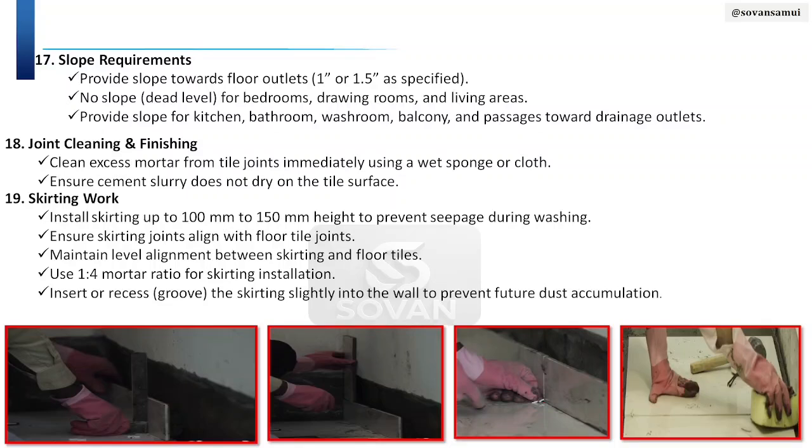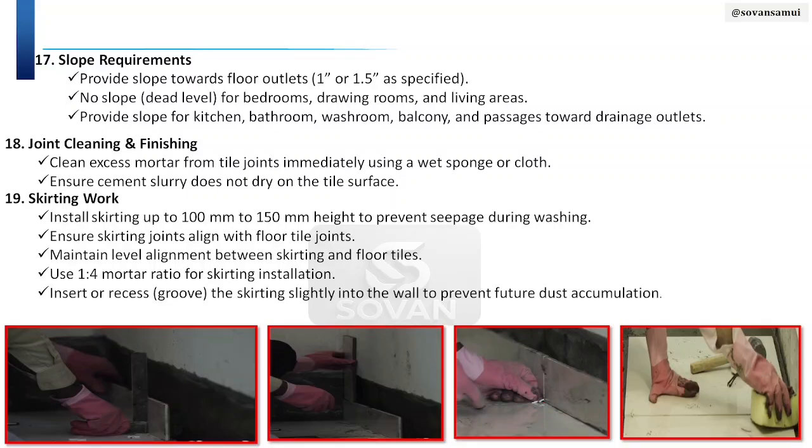Next point is cutting work. So what is cutting? Cutting is cut tiles work into the wall. Basically, it is 4 to 5 inches of cut tiles work at the wall and floor joint to prevent seepage during washing. It means that while we are washing the floor with water, the water can collect and seep into the wall. That's why it is used, to prevent that seepage.